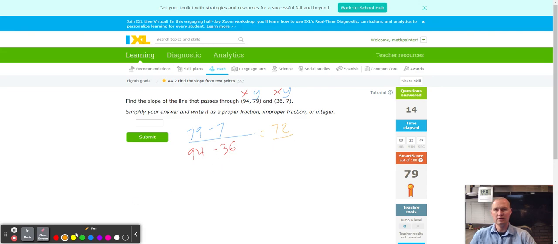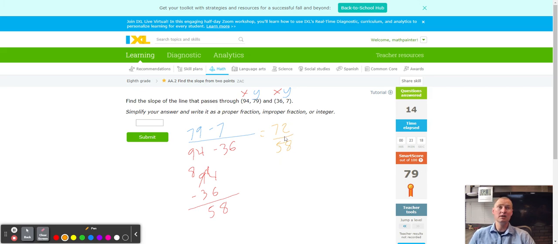And 94 minus 36, can't do that in my head. 94 minus 36. Can't do it because I can't take away 6 from 4. That's what happens. So I'm going to borrow from the 9, get an 8, carry the 1. 14 subtract 6. This is where a calculator comes in handy, by the way. 14 minus 6 is 8. And 8 minus 3 is 5, so 58. So now I got 72 over 58.